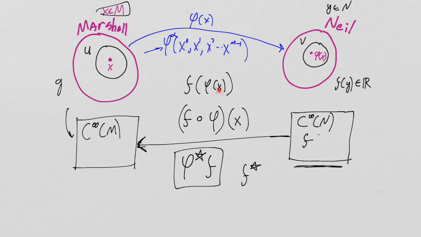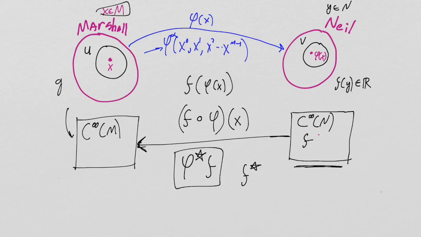I take a function on Marshall, I apply the function between the two manifolds, and then I apply f, right? Which is what this is saying. This is f after phi, right? And this is still f after phi. This sort of shows you the machine approach.